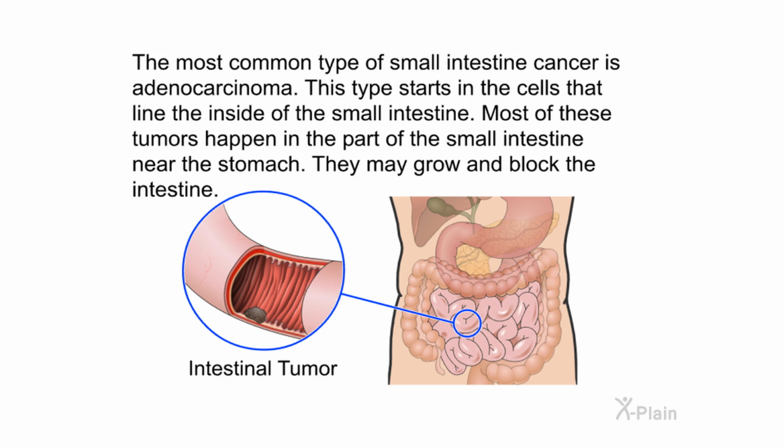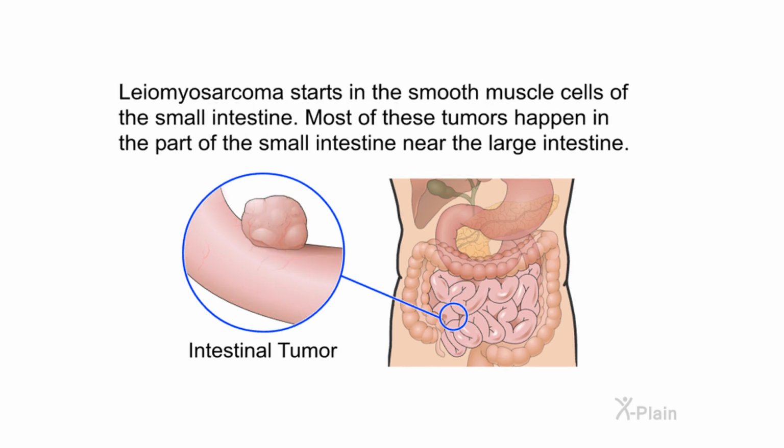The most common type of small intestine cancer is adenocarcinoma. This type starts in the cells that line the inside of the small intestine. Most of these tumors happen in the part of the small intestine near the stomach. They may grow and block the intestine. Leiomyosarcoma starts in the smooth muscle cells of the small intestine. Most of these tumors happen in the part of the small intestine near the large intestine.